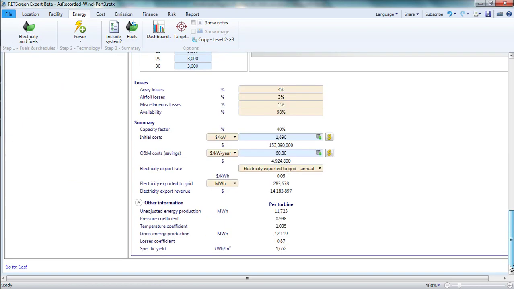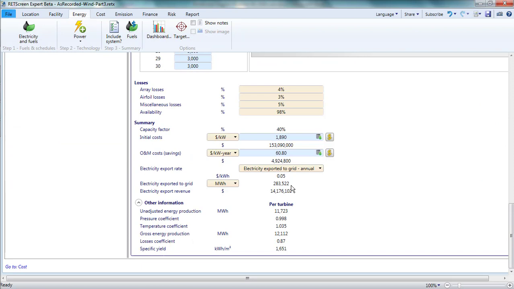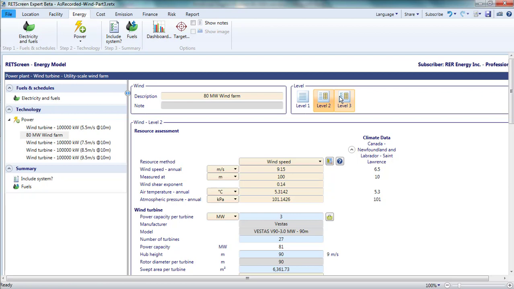When I account for the monthly variation, the electricity exported to the grid is 283,678 megawatt-hours annually. When I don't, it's 283,522 megawatt-hours. The difference is less than 0.1%. This shows that using the annual average temperature and pressure in Level 2 does not introduce significant errors in the total production on an annual basis.